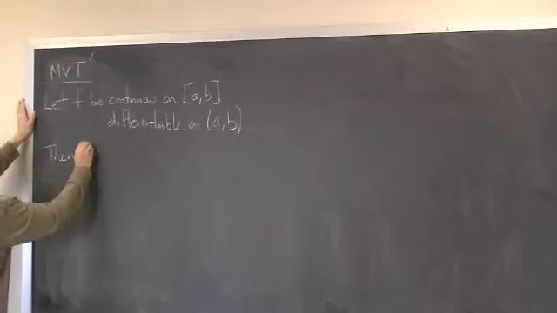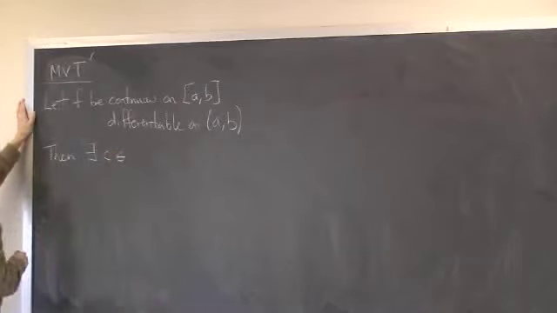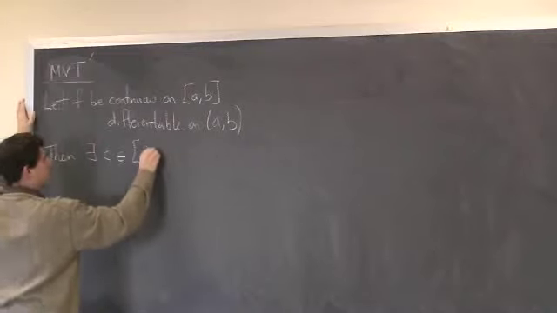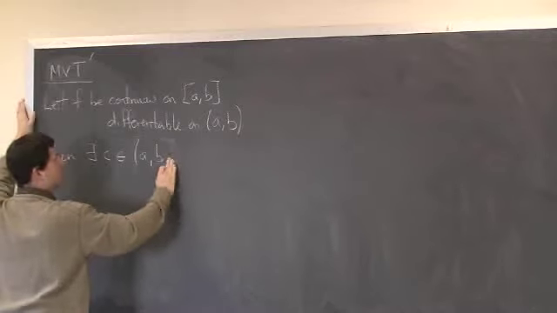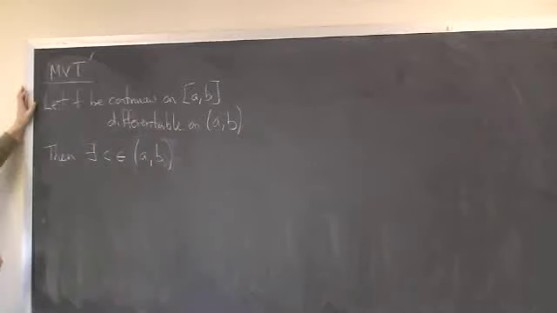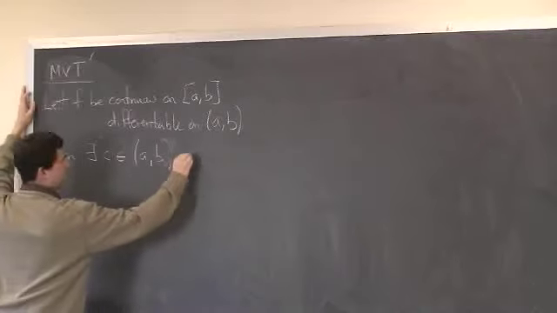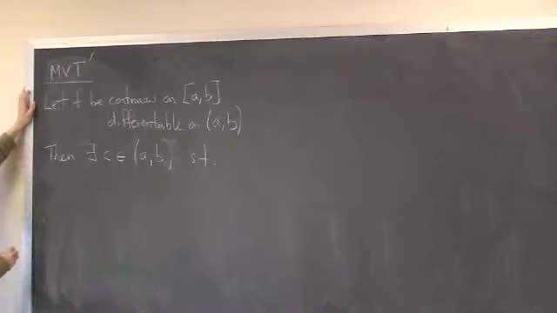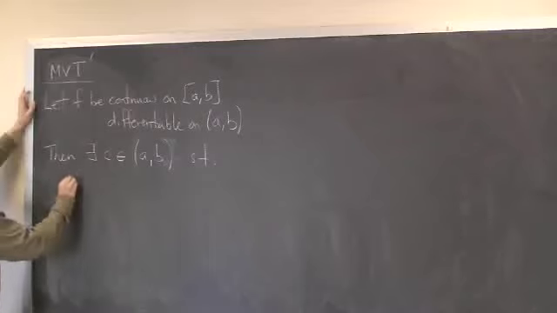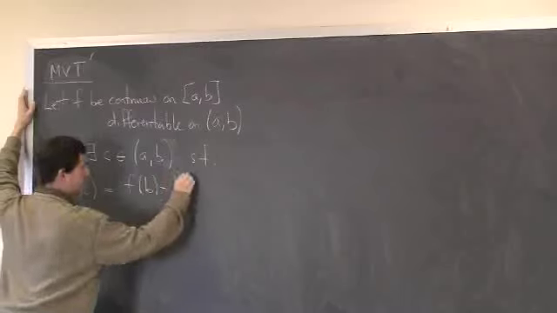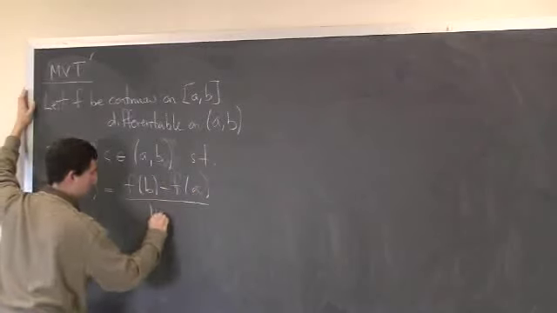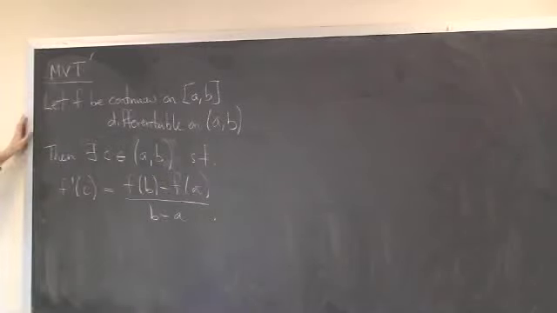Then there exists some c in the interval, which I should say open interval, such that the derivative at c equals f of b minus f of a over b minus a. That's the formal statement.